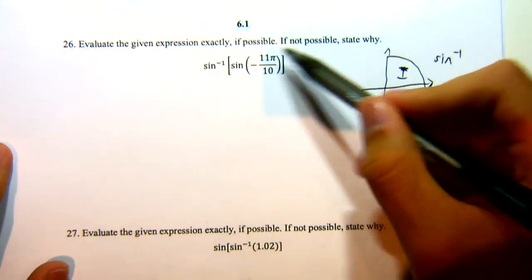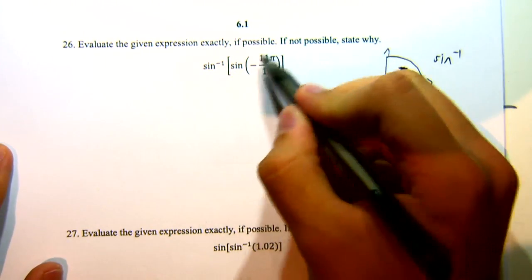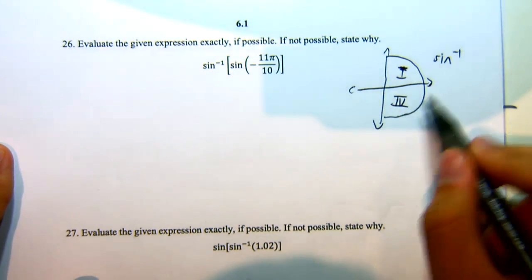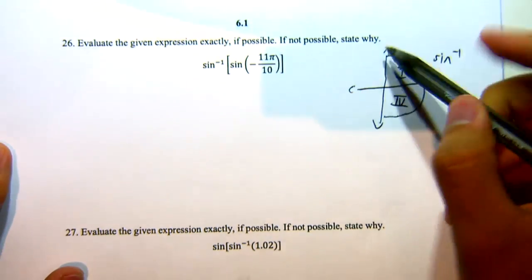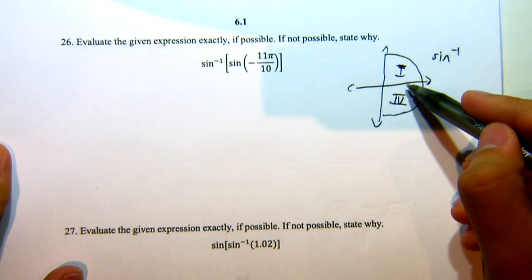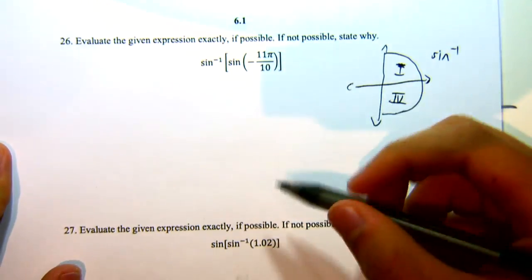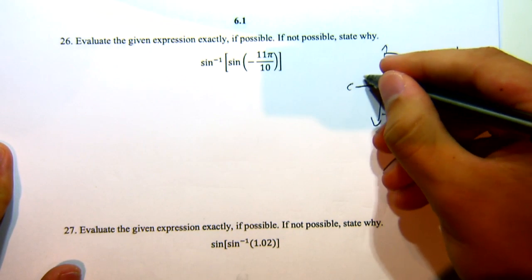So looking at negative 11 pi over 10, because essentially these would cancel, but we need to make sure that this number in here is within this interval. But negative 11 pi over 10 is somewhere, because if you think about it, negative 10 pi over 10 is the same as negative pi. So negative pi is over here, so negative 11 pi over 10 is somewhere here.